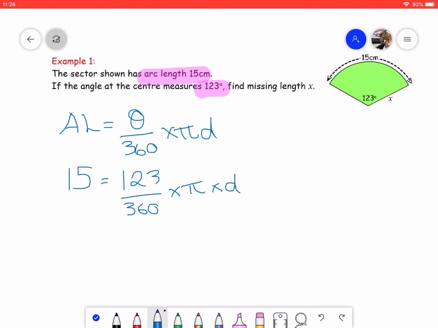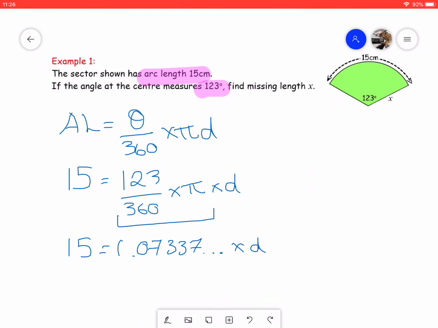The next bit, we're not going to rearrange it just yet, we're going to simplify this slightly. I'm going to put 123 over 360 times pi into my calculator. 15 is going to stay where it is. And what you get out is a really pretty long decimal: 1.07337 and it keeps going. I'm not going to round this just yet. So I've got a long decimal times d.